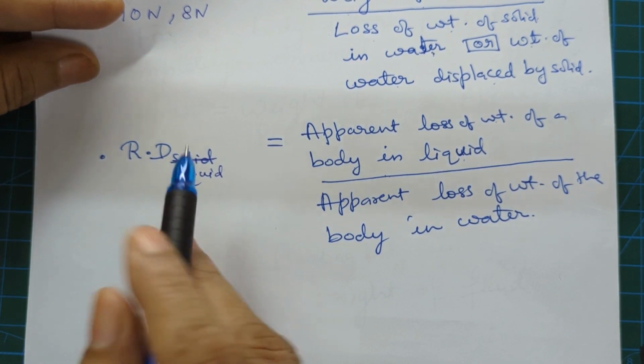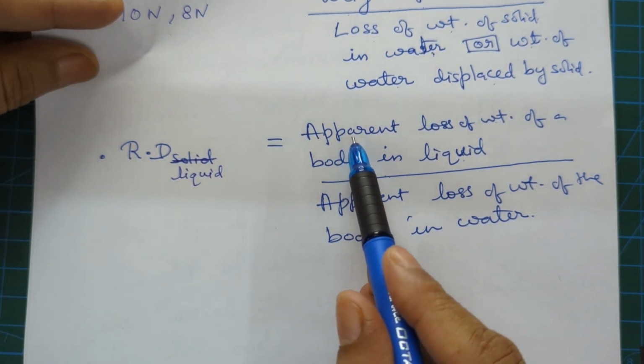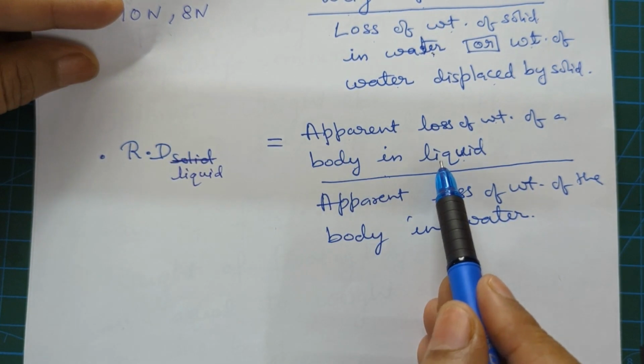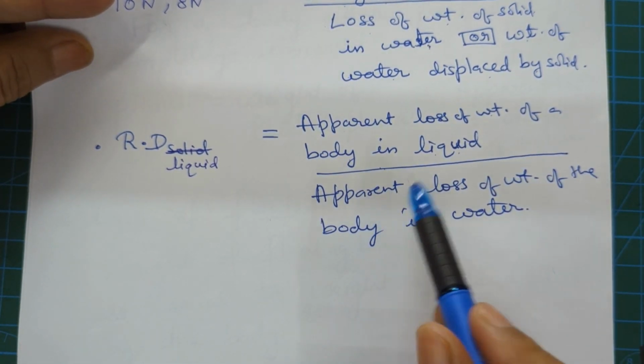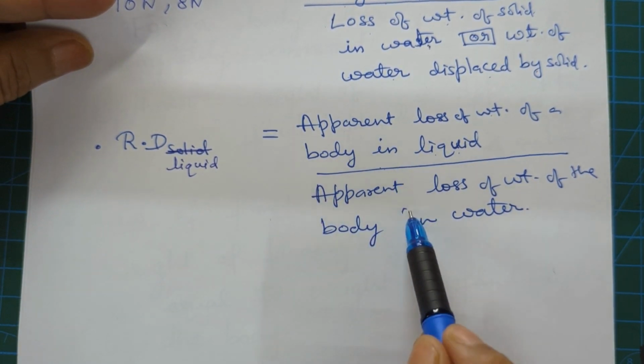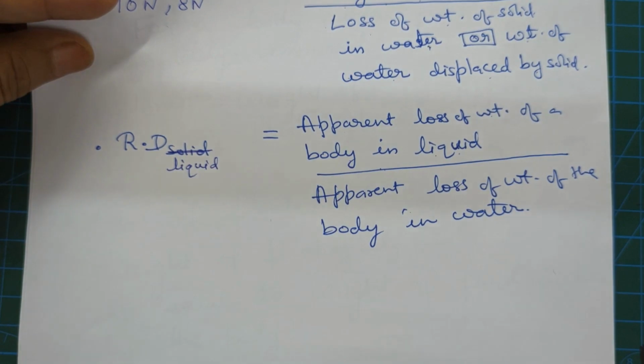Then what we do is we take a solid, and check how much it weighs in water and how much in liquid, and from there we find its loss of weight when it is immersed in the liquid, to its loss of weight in water. That ratio will give us the relative density of the liquid under consideration.